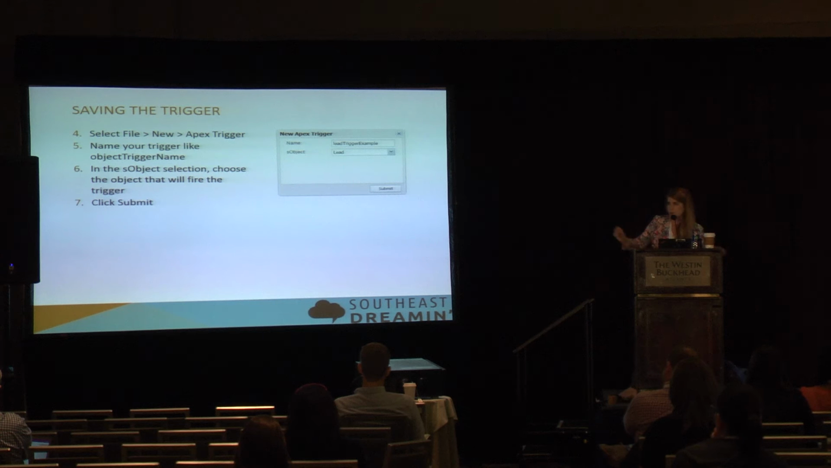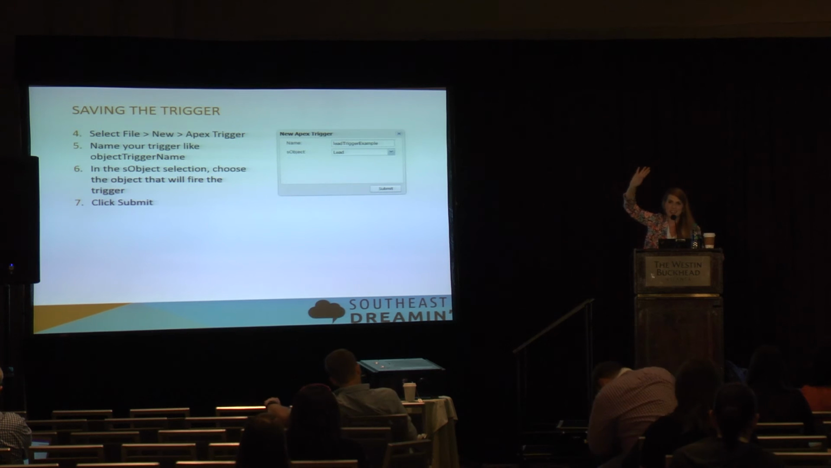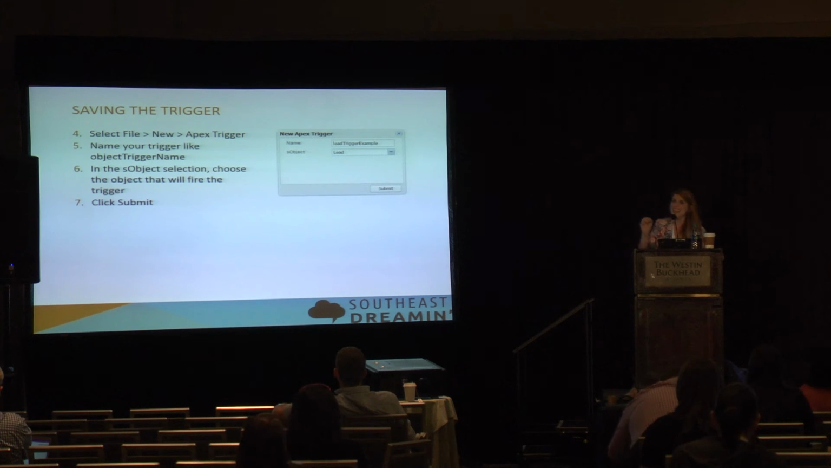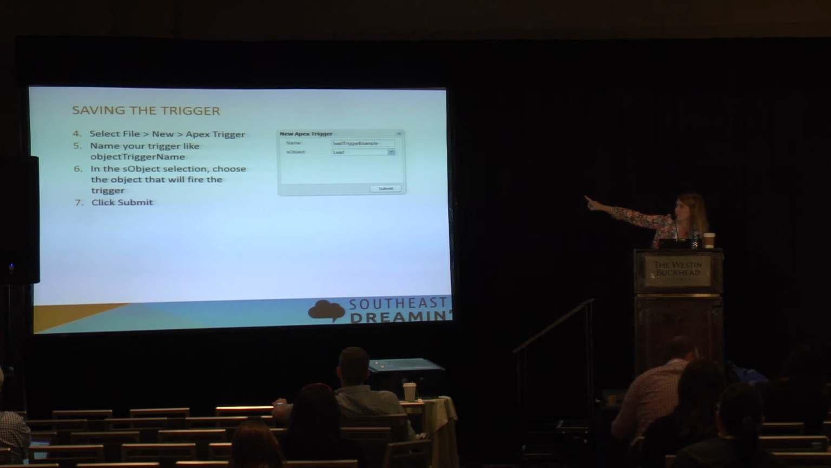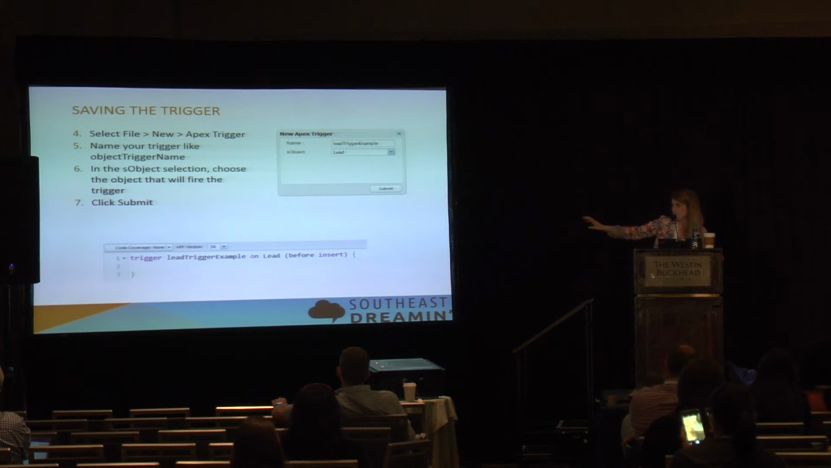But then what we're going to do is select lead, because our example is lead, right? So our example is sObject, the sObject is lead. So we have lead, trigger example, lead. Then we're going to click submit. This stuff will pre-populate in the developer console.